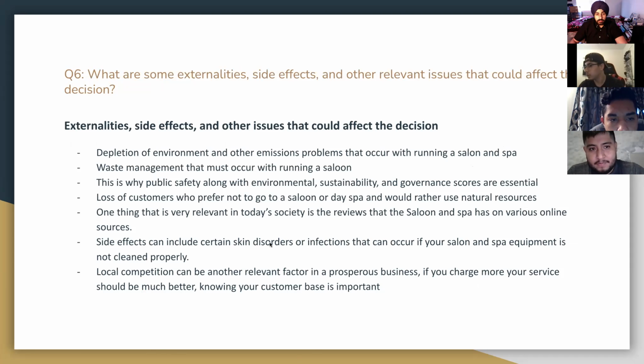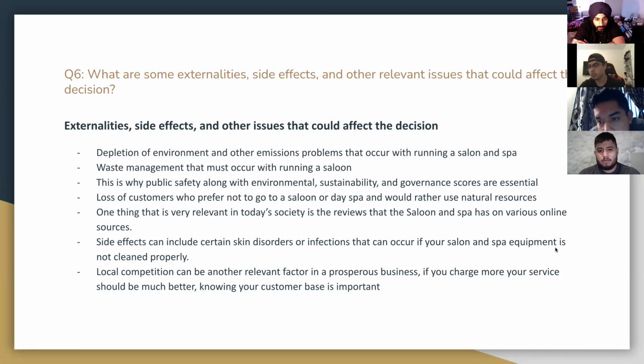What are some externalities, side effects, and other relevant issues that could affect the decision? Some of these include a depletion of environment and other emission problems that occur with running a salon and spa, and waste management. This is why public safety, along with environmental sustainability and governance scores, are essential. Loss of customers who prefer not to go to a salon or day spa and rather use natural resources is something else that could affect the business.